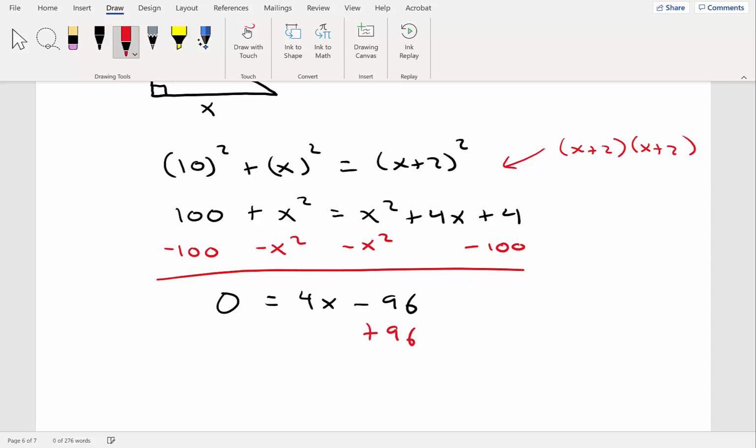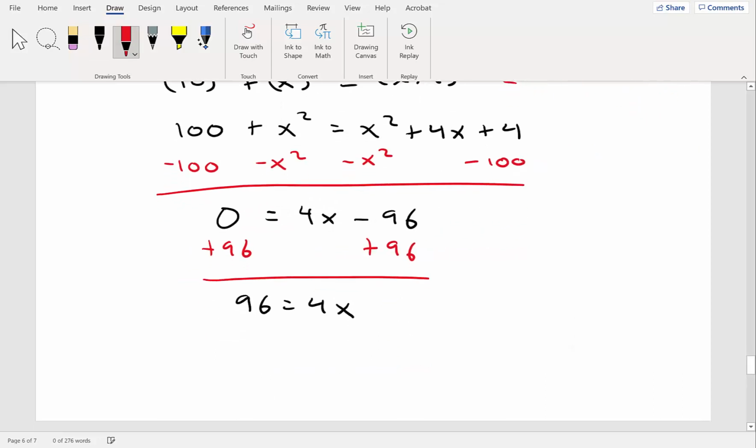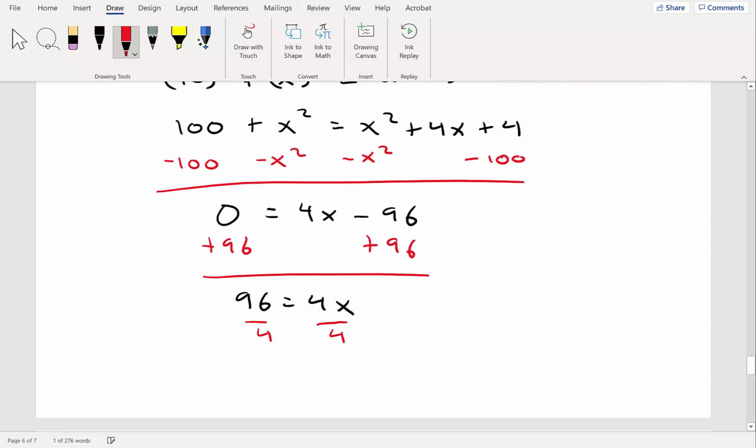So let's get my x's by themselves. So I have 96 is equal to 4x. And now I can go ahead and divide by 4. So I have x is equal to, so now 96 divided by 4, this is going to give me 24.